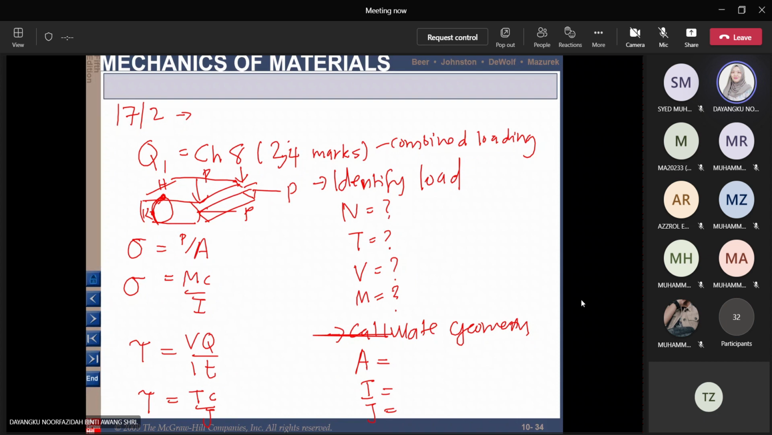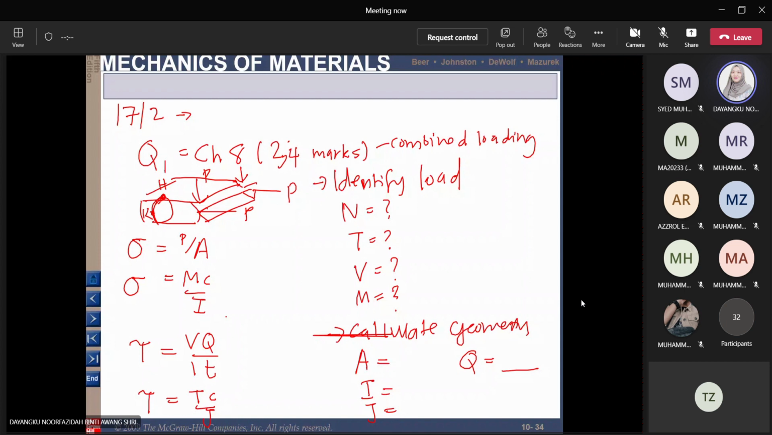So in the geometry, basically you need to have these 3: A, I, J, if there is J. Okay, if we don't have J, then you need to at least calculate the value of area and I. Okay, so this part alone is almost half of your marks. And one more, Q. So half of the marks. Okay, so once you get this, then you can proceed with the equation of the combined loading.